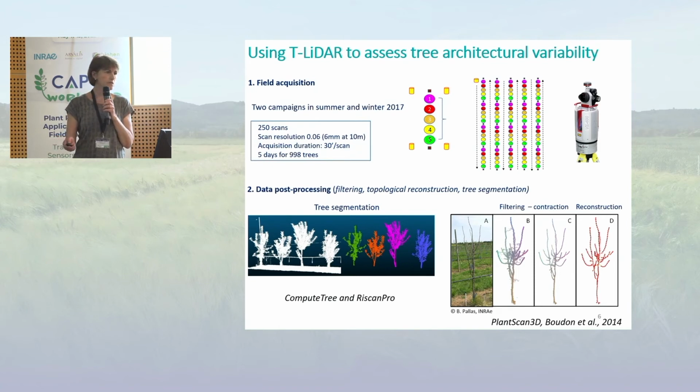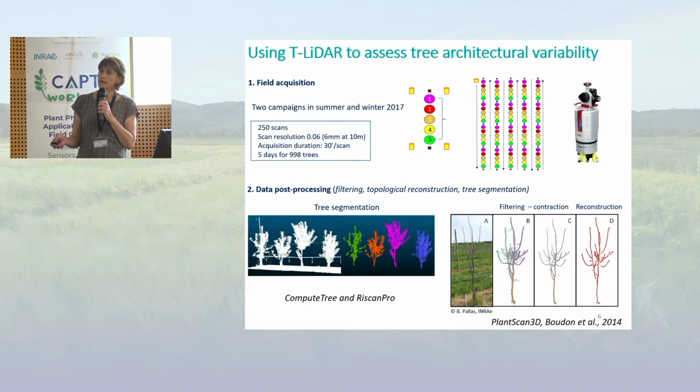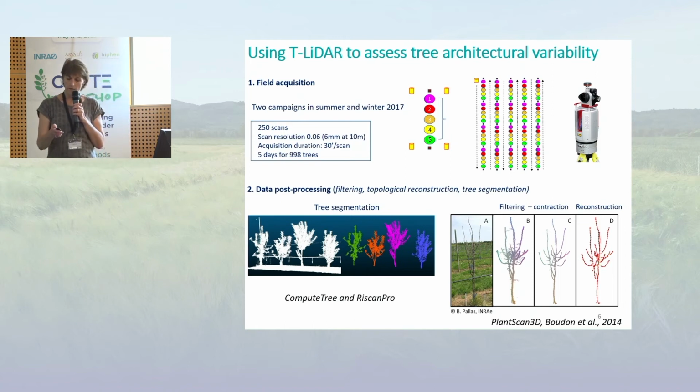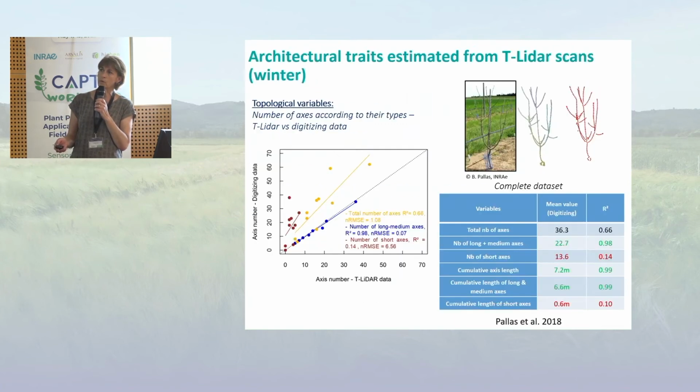And you can see that, as I told you at the beginning, the shapes are quite different. So we had to analyze tree by tree. Then we used a tool for 3D reconstruction of the shape. This was done on the winter trees. And from that, we tried to extract some variables.